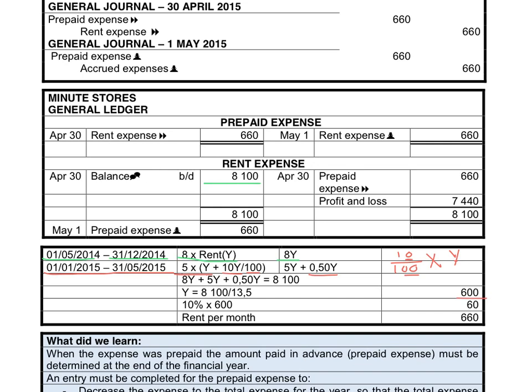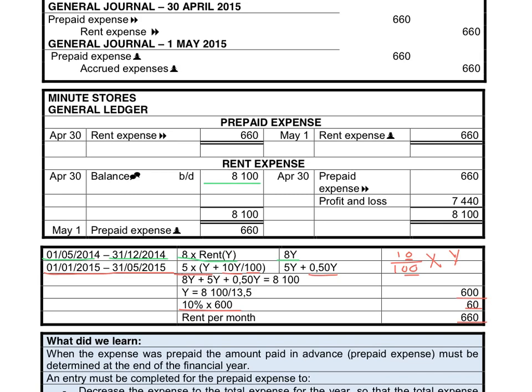The 600 is before the increase. We paid in advance at the end of the year, so we want to know what the amount was after the increase. Therefore, we will work out the 10% on the 600, 60 Rand, so the prepaid amount at the end of the year is 660.